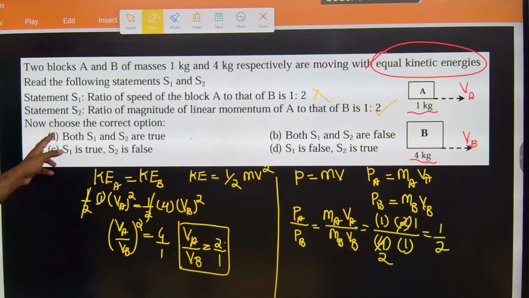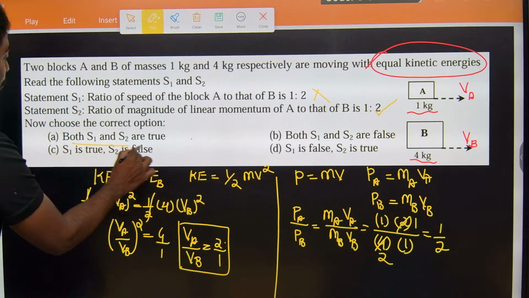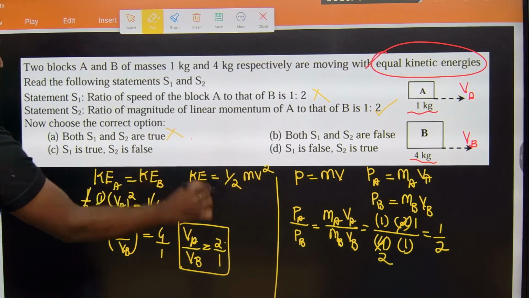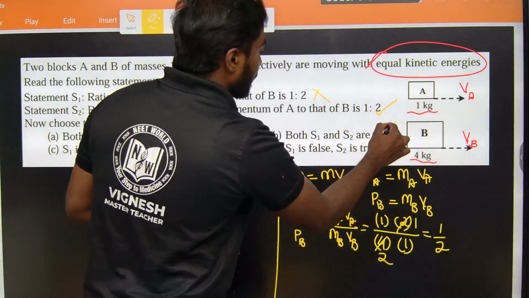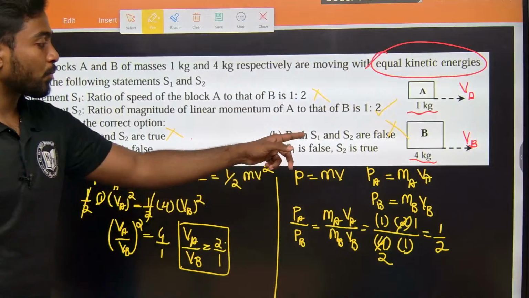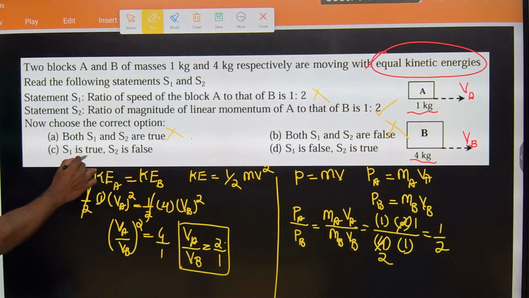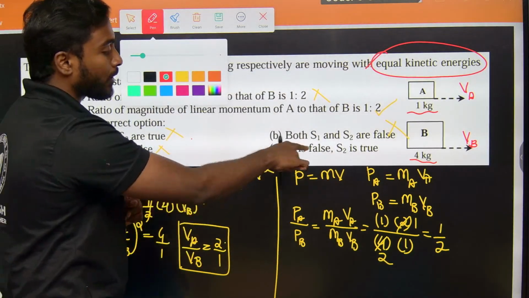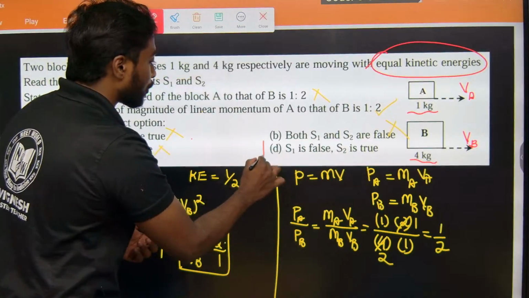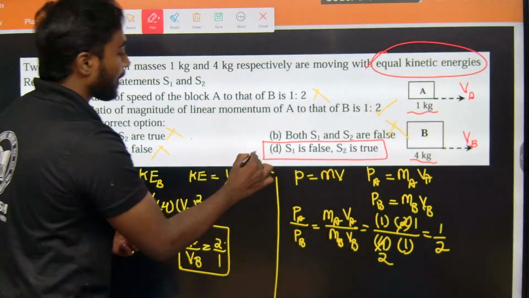When we see the options, both S1 and S2 are true, so option 1 is wrong. Both S1 and S2 are false, no, S1 is false and S2 is true. S1 is true and S2 is false, so option 3 is also wrong. When we see option 4, S1 is false and S2 is true. So this is the correct answer.